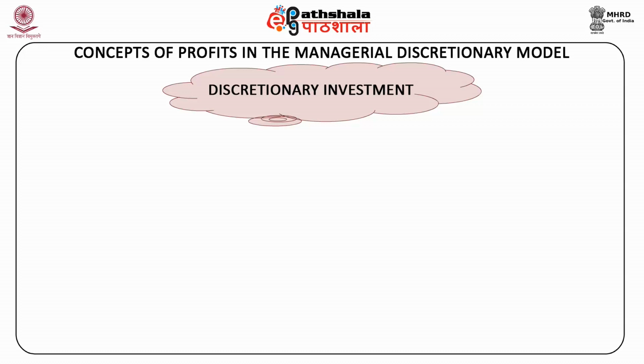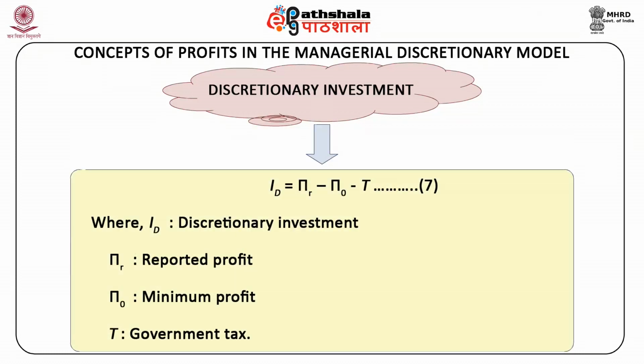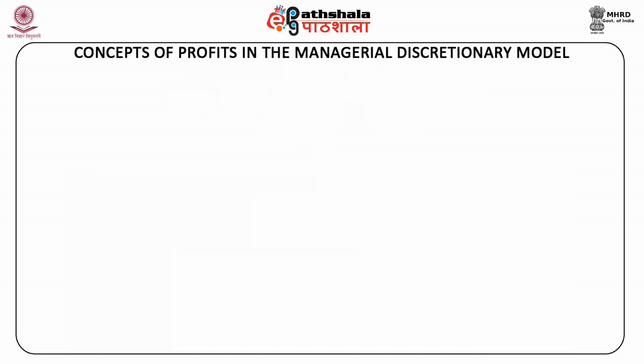Discretionary investment is reported profit less minimum profit and government tax. This is written mathematically as ID is equal to pi r minus pi 0 minus T, where ID is discretionary investment, pi r is reported profit, pi 0 is minimum profit, and T is government tax. The factor management slack brings the difference between discretionary profit and discretionary investment.